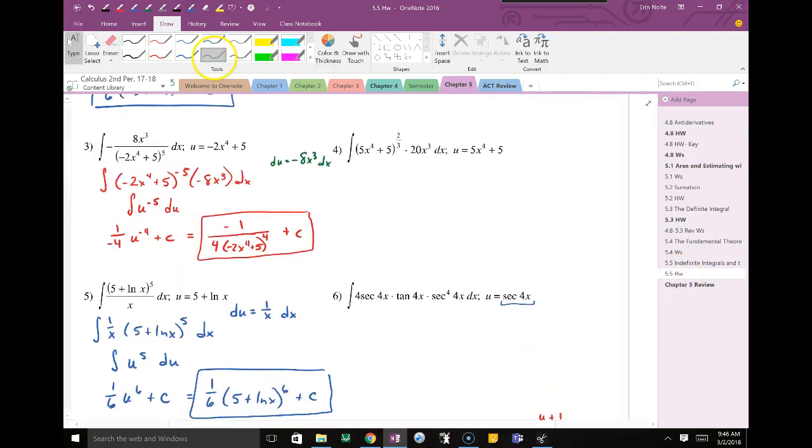So for this, derivative of this is 4 secant tangent. So it's literally the entire outside piece. But you have to do a u to the fourth there though, because your secant's to the fourth. So your rewrite is just u to the fourth du.